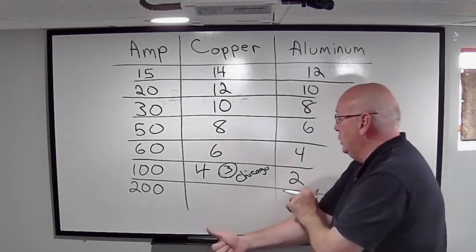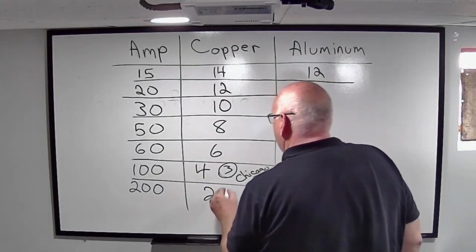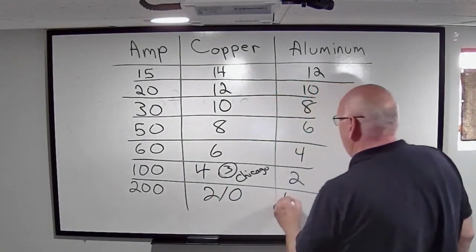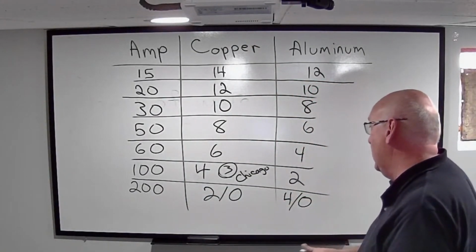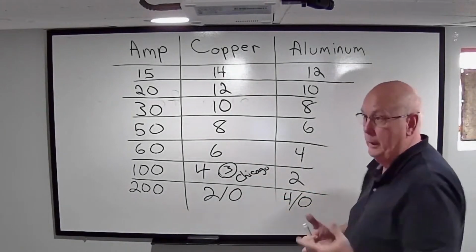But for the next one, we're going to transpose these. And then, so we're going to go 2/0. And 4/0 if it was aluminum. So that's talking about a 2-aught wire and a 4-aught wire.